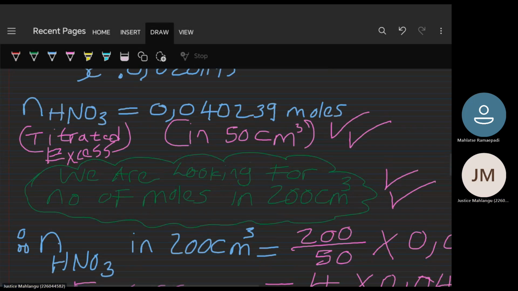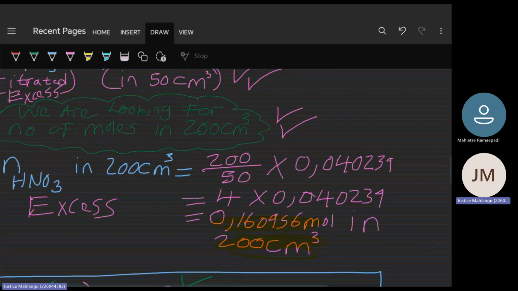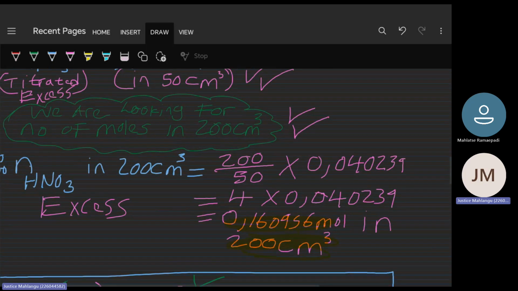Ask yourself, I've indicated here in this circle, we are looking for the number of moles in 200 cubic centimeter, not in 50. Not in 50, please. So in order to get the moles in 200, we say number of moles in 200 is equal to 200 divided by 50 times 0.4239.